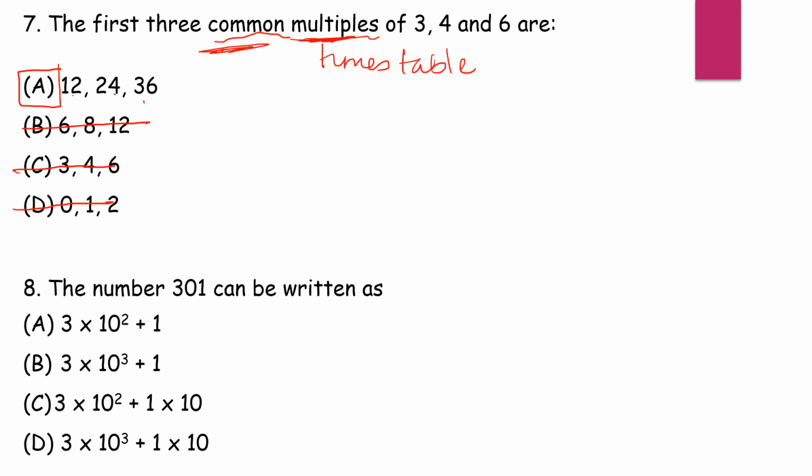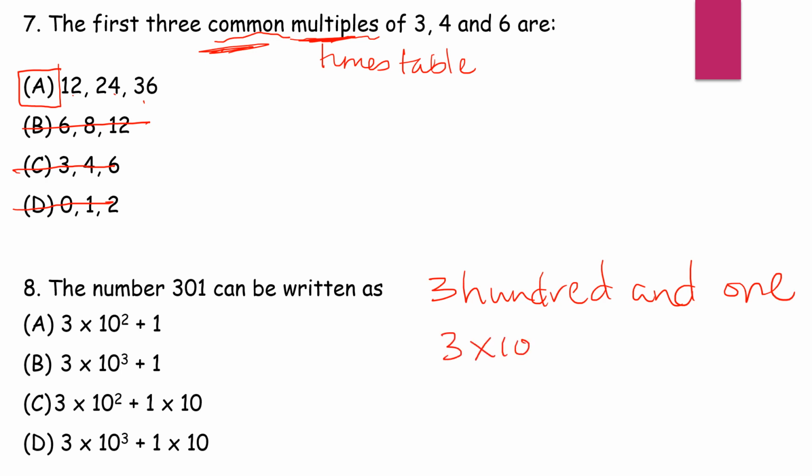Number 8, the number 301 can be written as, so that's 301. So that's 3 times 100 plus 1. So D for sure, no, not C. It can't be B because of this 10 to the third power. That's 1,000. So the answer is A.